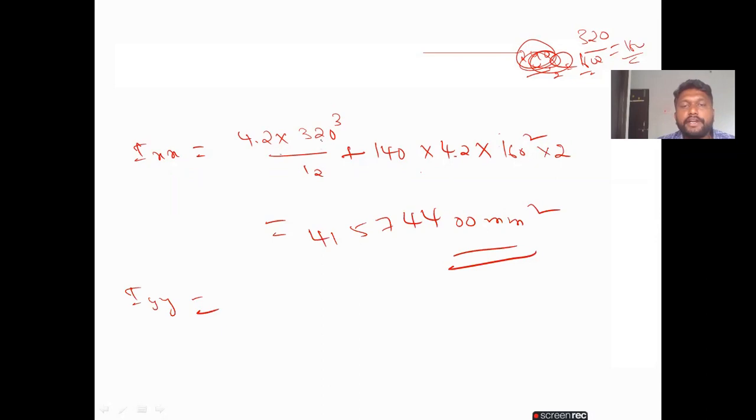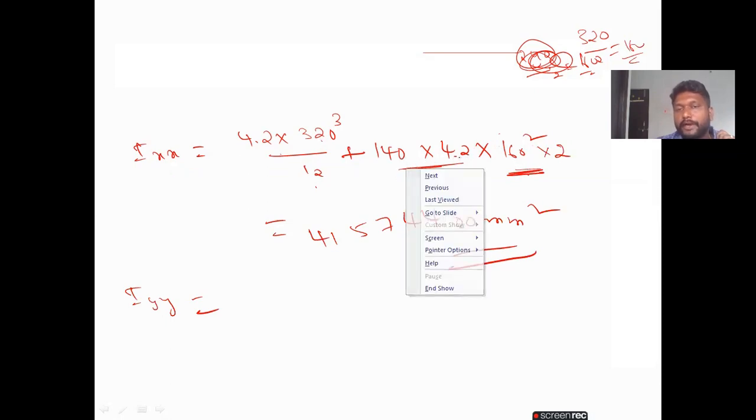So now Iyy. This is BD cube by 12 plus area into x square or y square, whatever it may be. So for xx it means area into y square, and for yy area into x square. Area is 140 into 4.2.